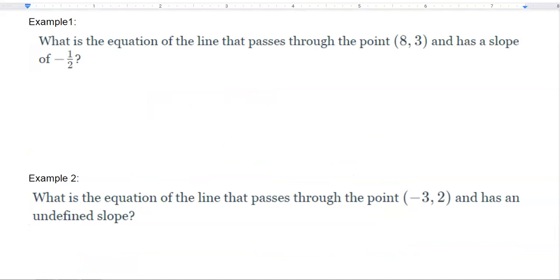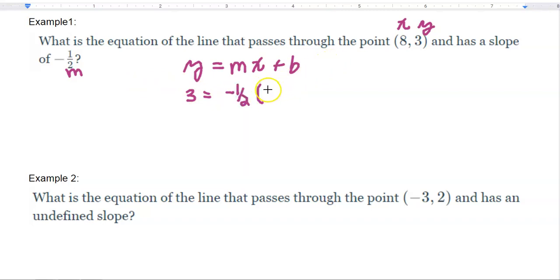What is the equation of the line that passes through (8, 3) and has a slope of -1/2? So let's identify some stuff here. Okay, we know that this is an x, this is y, and this is our slope. So slope-intercept form is y equals mx plus b. Let's go ahead and plug in what we know. We know that y is 3 equals -1/2, x is 8, plus b. Okay, and we're going to solve for b.